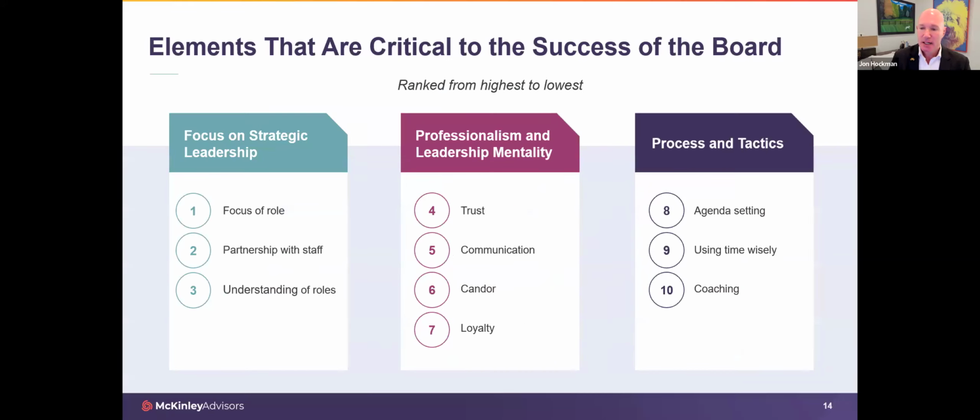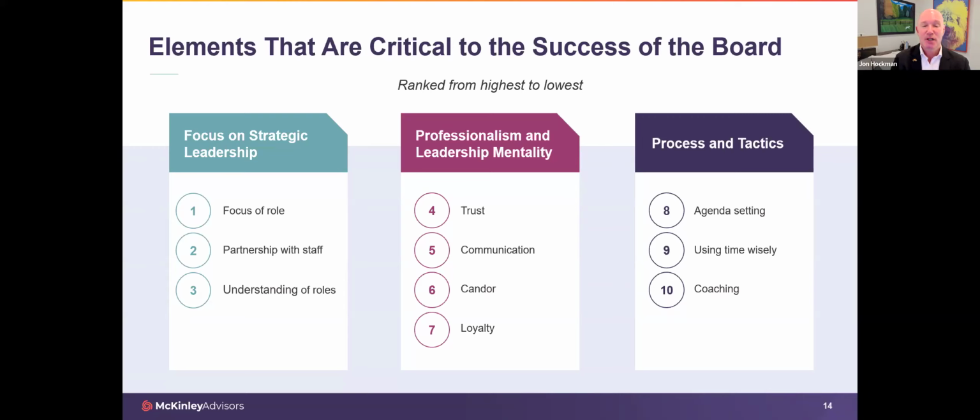I also want to add in here elements critical to the success of the board, and these are ranked in our research, and they happen to fall into three buckets around strategic leadership, unpacking that a bit more: roles, partnership, and understanding of roles. Want to stop for a minute on the partnership piece because we also find that so necessary and isn't always attended to as much as it needs to. There has to be a partnership between the board and certainly the CEO. And so the way that comes to life is with deliberate effort to build, in this case, also respect, candor, and trust in a partnership.